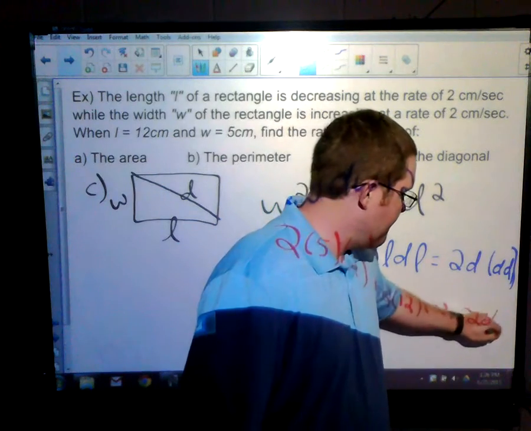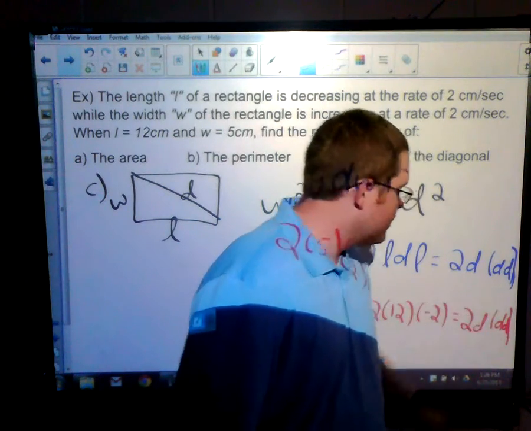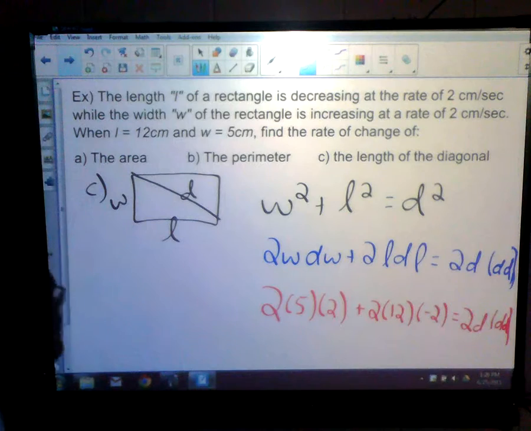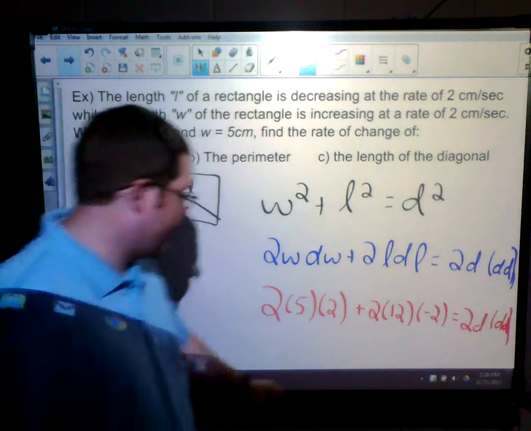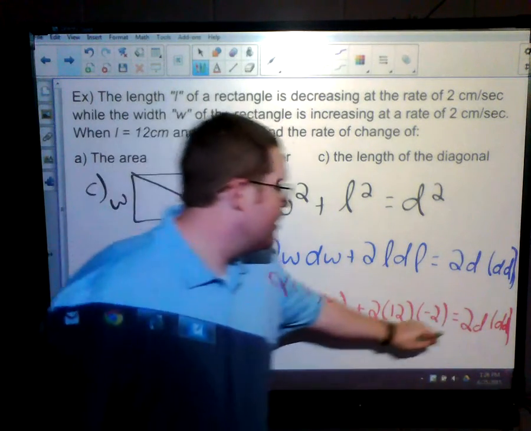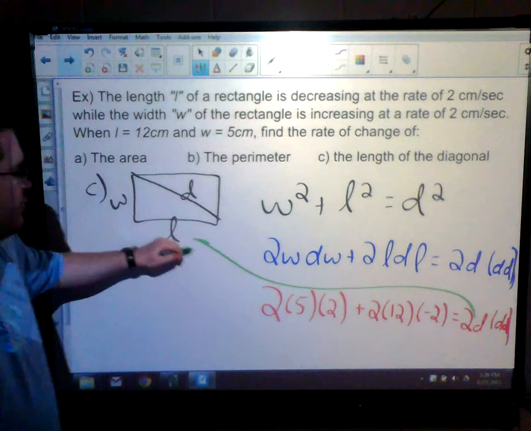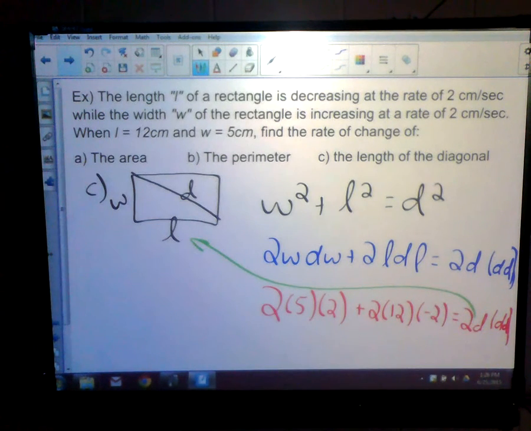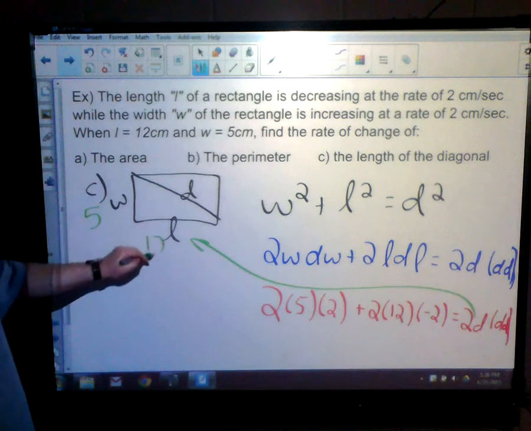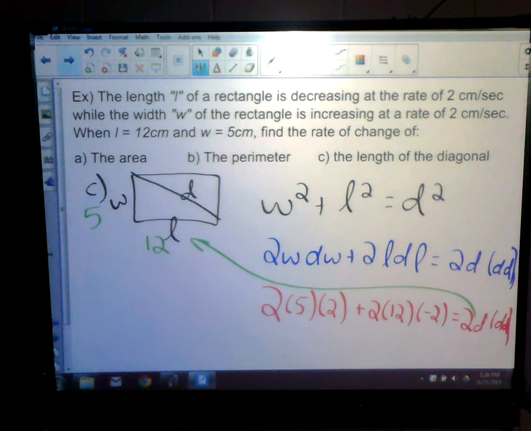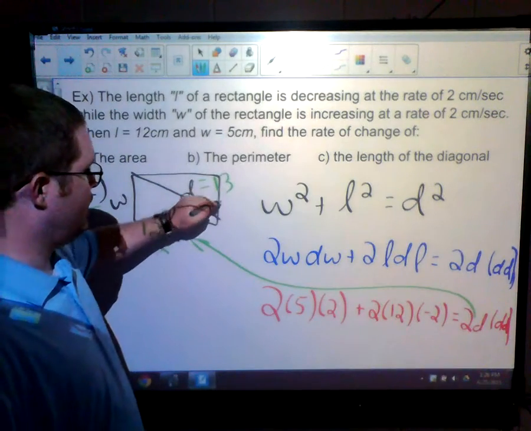Uh-oh. I'm missing something. I want to solve for dd, but I'm missing a variable. I'm missing d. I need to find that before I can finish this problem. So I need to come over here and figure out what d is. Well, if I know that the width is 5 and the length is 12, I can use Pythagorean theorem to figure it out. In this case, d is 13.